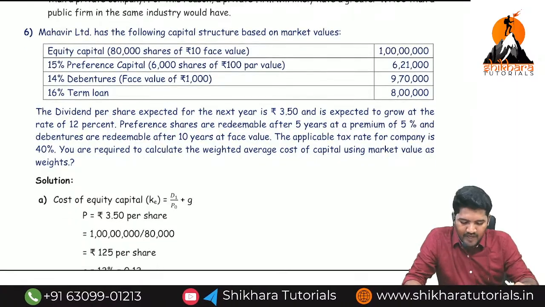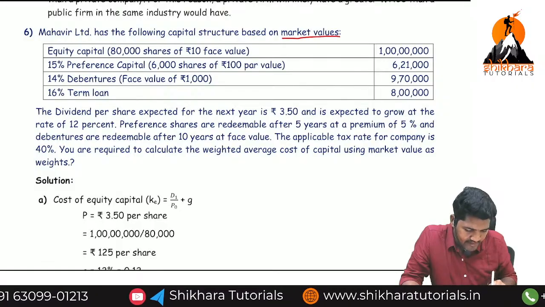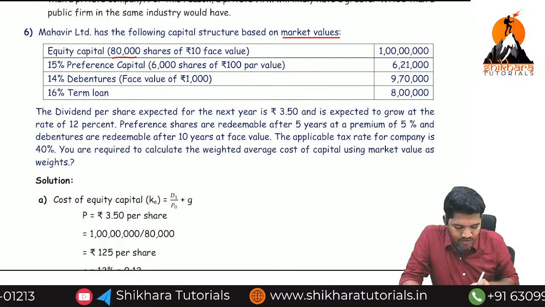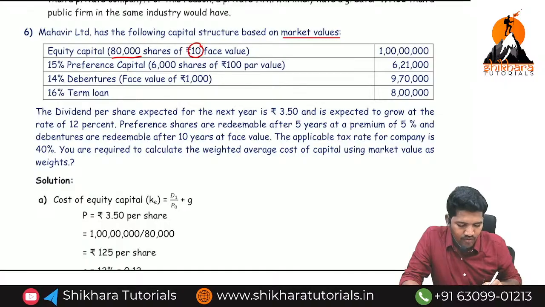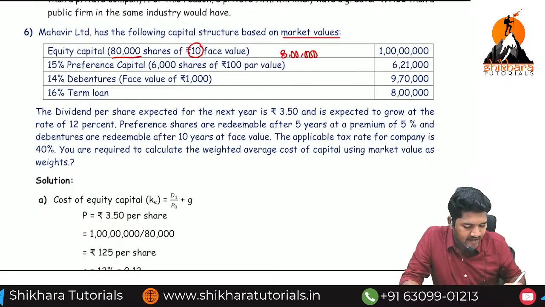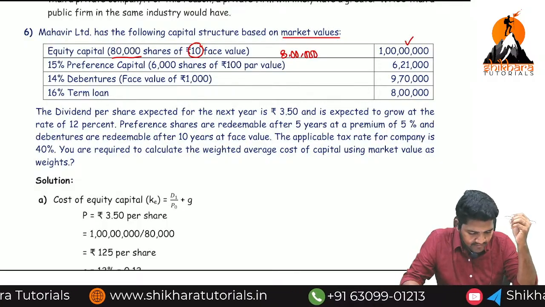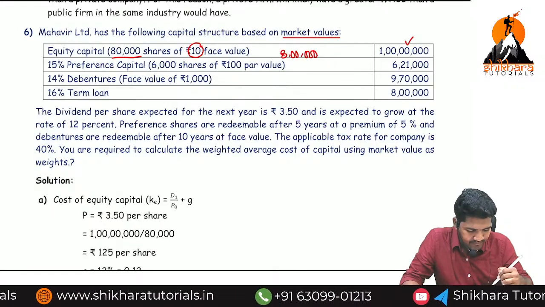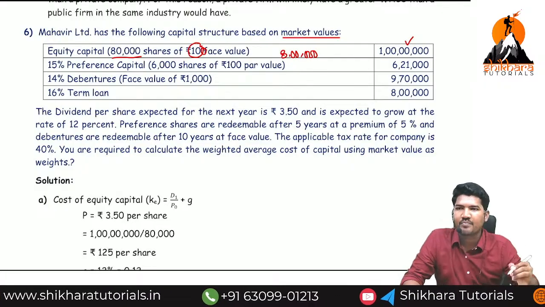So Mahaveer Limited has the following capital structure, based on what values? Based on market values. Okay, done. Now equity capital is 80,000 shares, each share is 10 rupees. Now 80,000 into 10 rupees is 8 lakhs. But what amount is recorded here? 100 lakhs. 80 lakhs or 8 lakhs? 80,000 into 10 is 8 lakhs only, no? Now, for understanding purposes, I am converting it to 100 rupees.